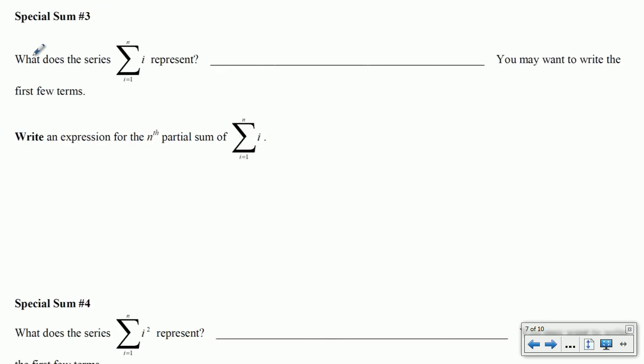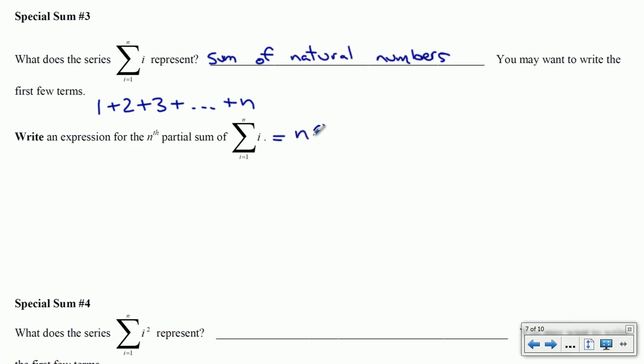So in special sum number 3, what does the series i from 1 to n represent? The first few terms would look like this, all the way to n. So this is the sum of natural numbers. And the nth partial sum of this would be represented by n times n plus 1 divided by 2. And this is on your formula sheet.